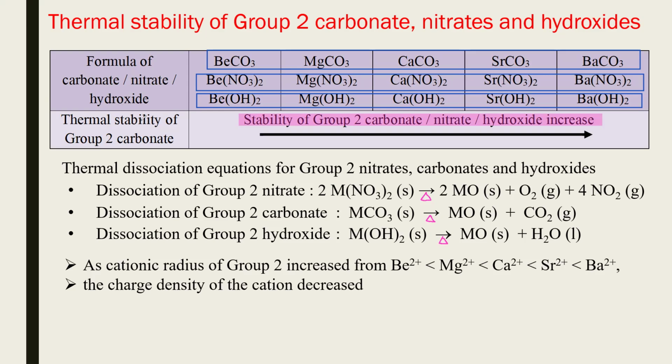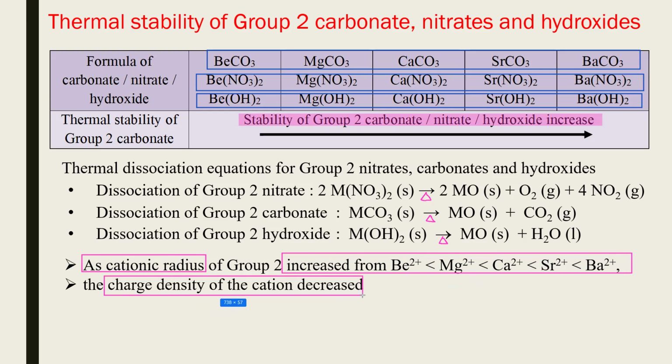All right. So how are we going to explain the trend of thermal stability? We start off with the primary factor, which is that the cationic radius increases down group 2. As the cationic radius increases down group 2, the charge density of the cation decreases. Normally, if you want to write a good structured essay, we advise students to use the smaller ion to explain. So in this case, you use beryllium to explain.